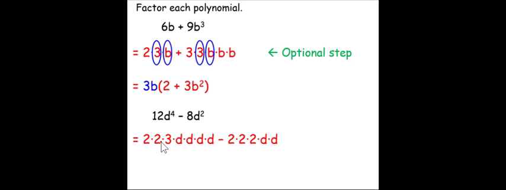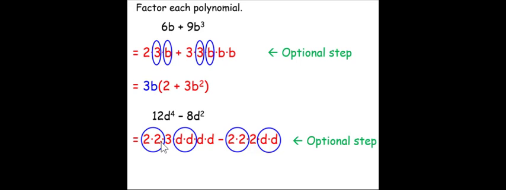Let's take a look at the second one, and let's write the prime factorization for this binomial. So we're going to write down 2 times 2 times 3 times d times d times d times d minus 2 times 2 times 2 times d times d. Notice we have two 2's in common, and we also have two d's in common. That means, again, this is optional just to show you, we can factor out that 4d squared, and that leaves you with 3d squared in the first term minus 2 in the second.